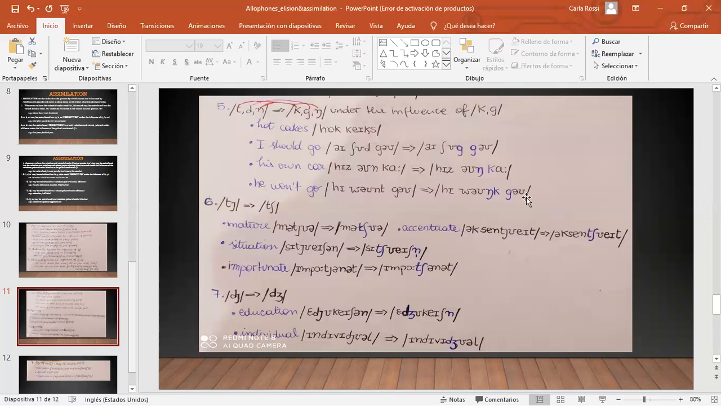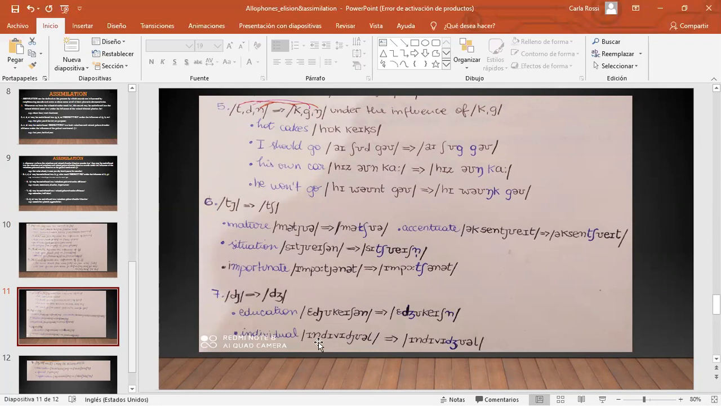Sure. Accentuate, not accentuate. It sounds very awkward. So you already will find the citation form or transcription in the dictionary as accentuate. The same for situation. Yeah, I have syllabicity here again. Importunate, no, it's not possible to pronounce. It's already importunate, sounds fricative.